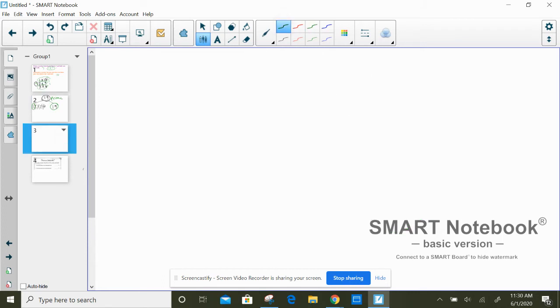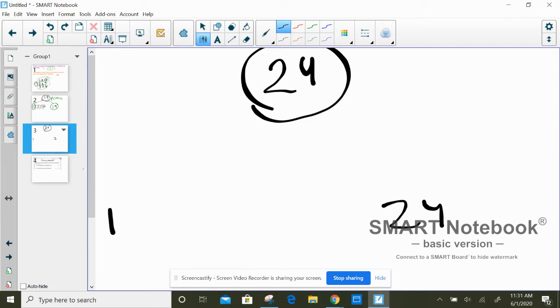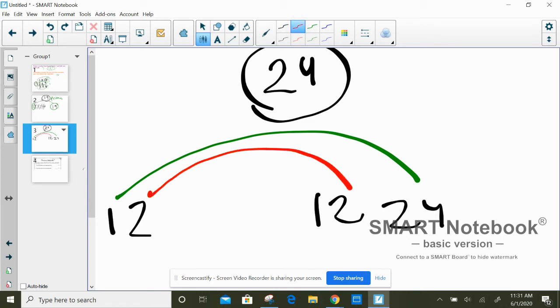How about if you have the number 24? Let's try it. Make a factor rainbow. You know you're going to have 1 and 24 because you always have 1 in that number. Let's see. 2 times something equals 24. Yes, 2 times 12. And then you can go to 3. Does 3 times something get you to 24? Yes, 3 times 8. And then you can go to 4. 4 times 6 will give you 24.